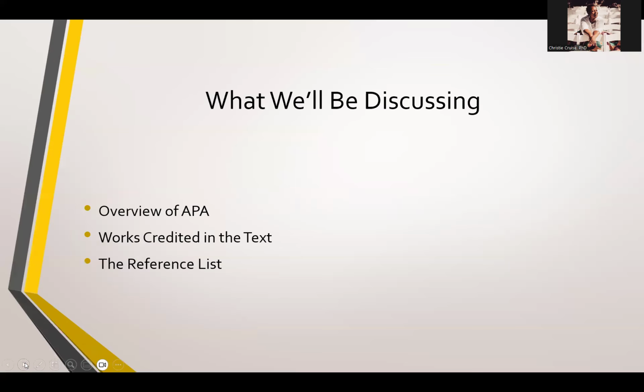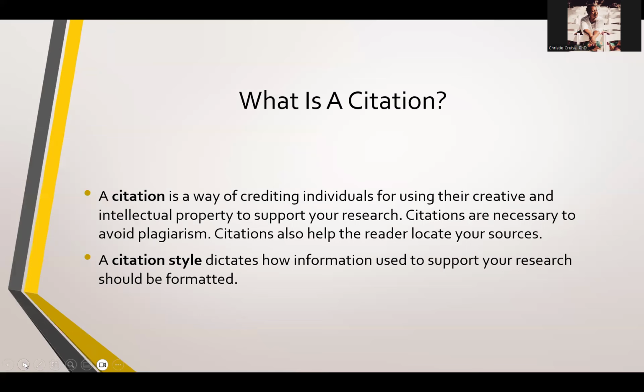Today, what we'll be discussing is we'll do an overview of APA. We'll talk about works credited in the text, and then we will wrap up with the reference list. So what is a citation? A citation is a way of crediting individuals for using their creative and intellectual property to support your research. It is necessary to use citations so that you can, one, avoid plagiarism, and two, help your reader be able to locate the sources that you've used.